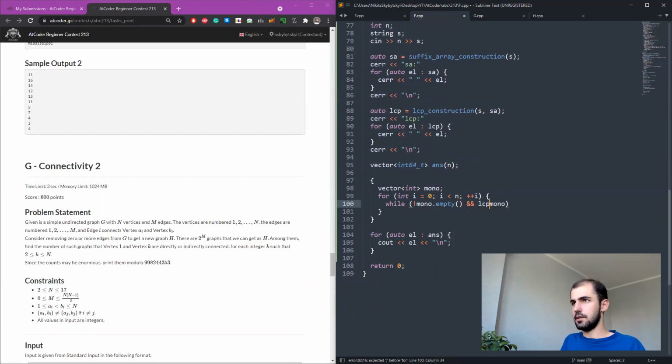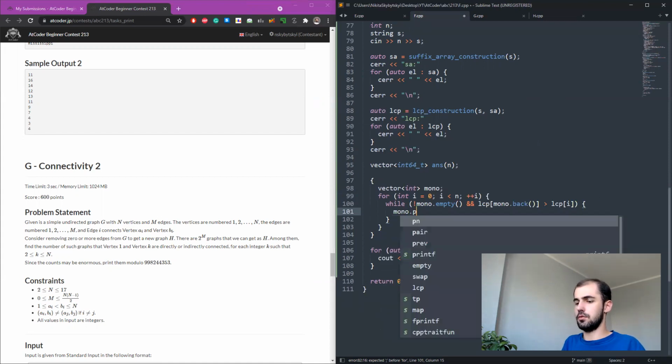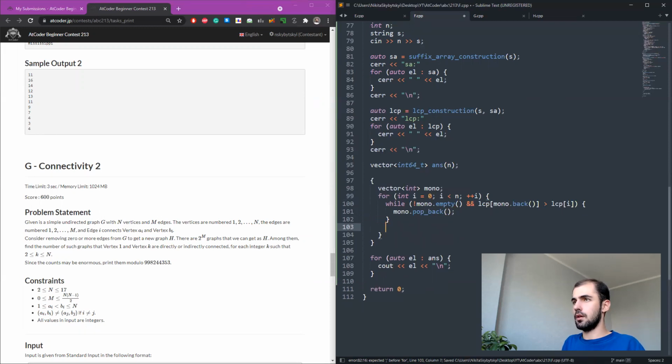And LCP at mono top back, because it's a vector, is greater than LCP at I. Maybe it only has to go up to this point. No, it will have one extra element for like the dollar sign, right? For the shift it starts with a dollar sign, hopefully. It will. So here we say mono pop back.